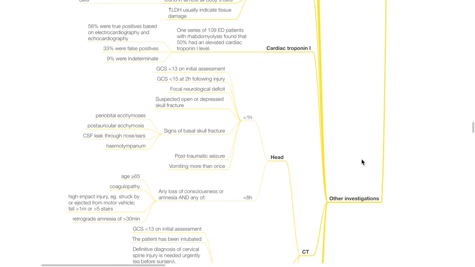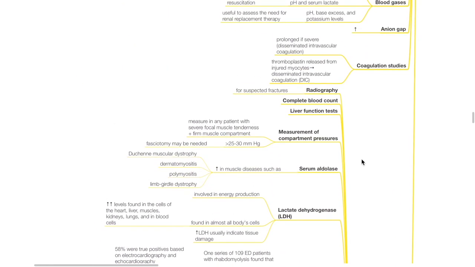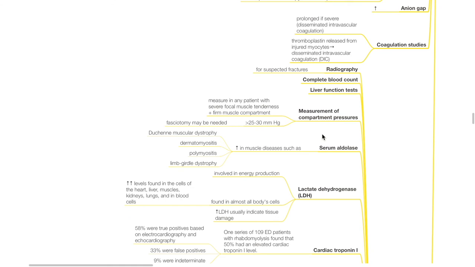Other investigations to consider: radiography for suspected fractures, complete blood count, liver function tests, measurement of compartment pressures. Measure compartment pressures in any patient with severe focal muscle tenderness and firm muscle compartment. If it is more than 25 to 30 mmHg, fasciotomy may be indicated.